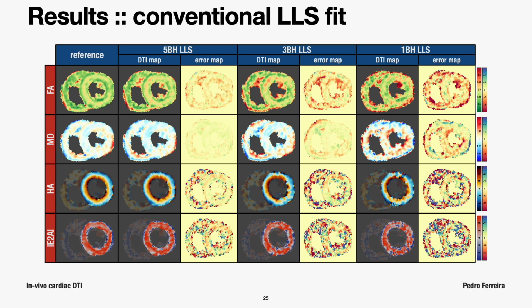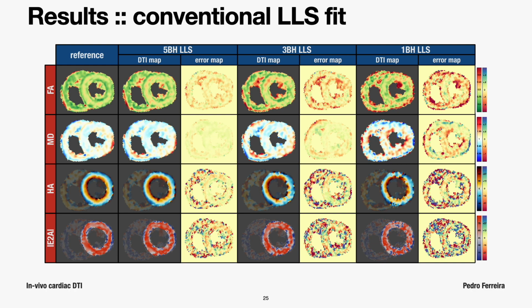We now show DTI parameters for an example from the test dataset, in this case a healthy subject, where the tensor was calculated with an LLS algorithm. From left to right we have the reference gold standard, the 5 breath-hold, 3 breath-hold and 1 breath-hold. The difference to the respective reference maps is also shown in the error maps. As expected, the maps are noisier as the number of breath-holds decrease.